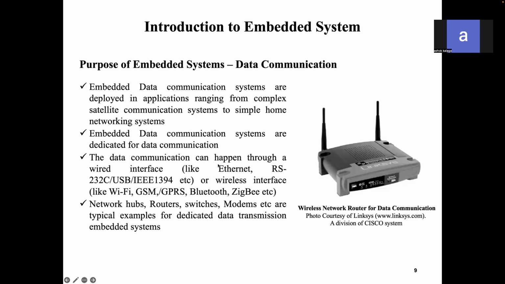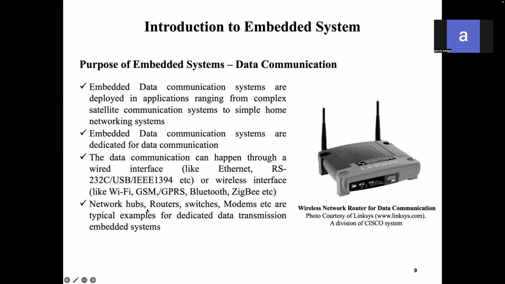The data communication can happen through a wired interface like Ethernet, RS-232, USB (Universal Serial Bus), or IEEE 1394 FireWire, or a wireless interface. Wireless is nothing but Wi-Fi, GSM or GPRS (General Packet Radio Service), Bluetooth, or Zigbee. We can use any wireless interface from these, and we can use any wired interface from these.